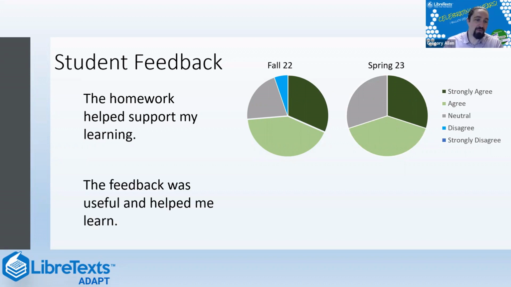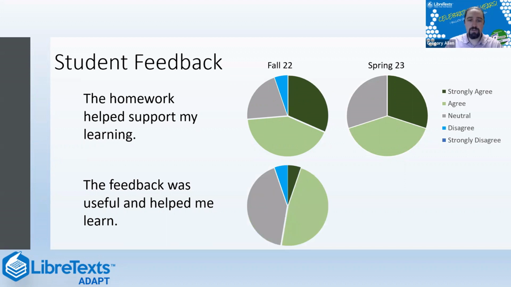The next question could just be a general question about homework. Does homework support your learning? But the next series of questions really look at the ADAPT system specifically. So this first one, the feedback was useful and helped me learn. This would be the feedback provided by the ADAPT system when students are getting a question correct or incorrect.